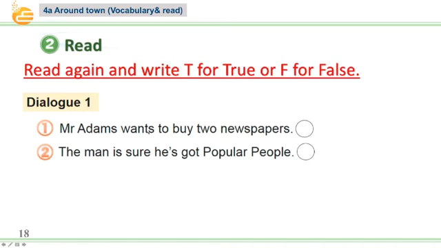Dialogue number 1. We just heard it. Let's answer these questions. Number 1, Mr. Adams wants to buy 2 newspapers. Just focus on the question. Number 2, the man is sure he's got Popular People. The assistant is sure he's got Popular People. Mr. Adams wants to buy 2 newspapers. False. 1 newspaper, 1 magazine.